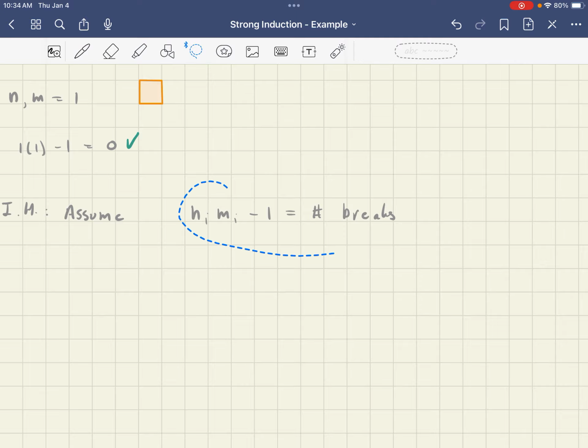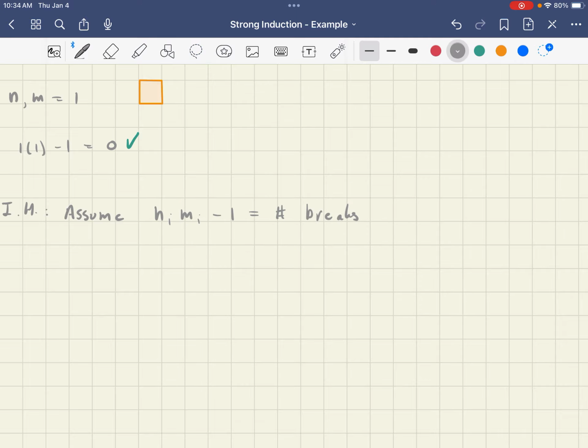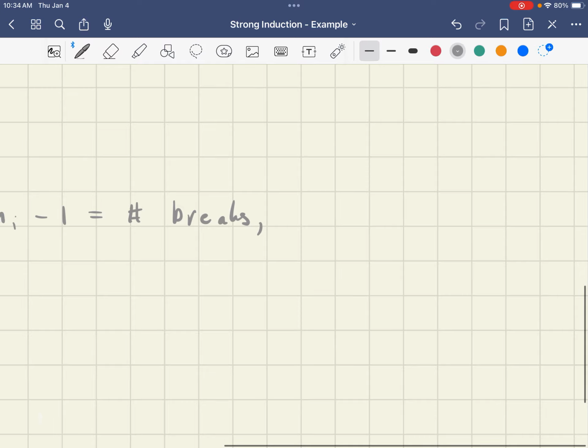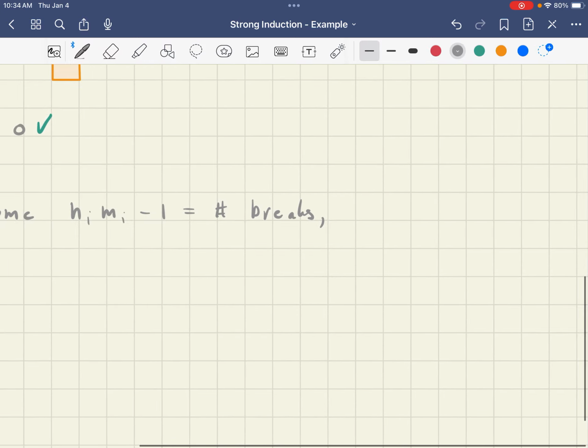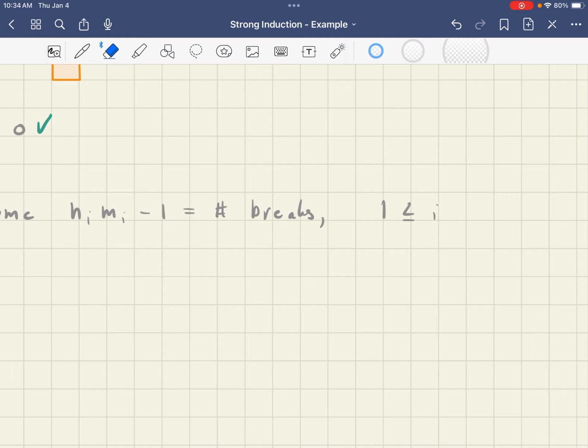Let me just move this a little bit closer. I have a little bit more room. And then we can say 1 less than or equal to I, I less than or equal to some upper limit K. That looks like an H, K. And the same thing for J.